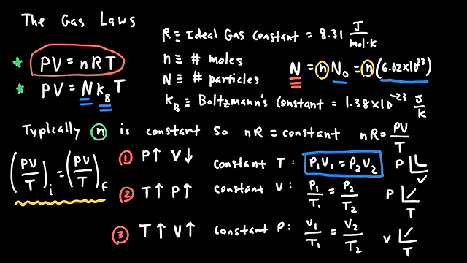is I took my equation that's underlined in yellow on the left, and I crossed off the thing that's constant. If it's constant, it won't play a role in the equation. So I crossed off the temperatures, and I got P times V equals P times V.